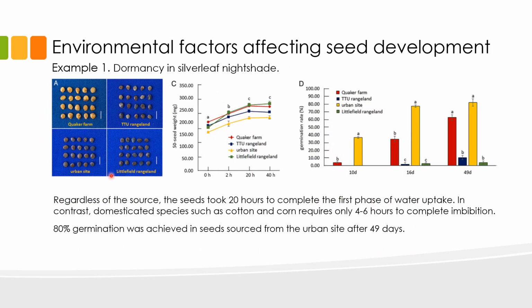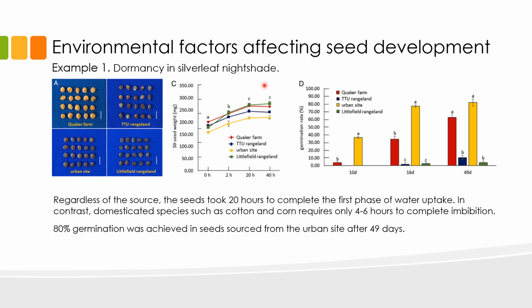This panel shows morphological variations in the seeds of silverleaf nightshade collected from those four locations. If you look closely, the seeds vary not only in color but also in size. The second panel illustrates the water uptake patterns of the seeds.